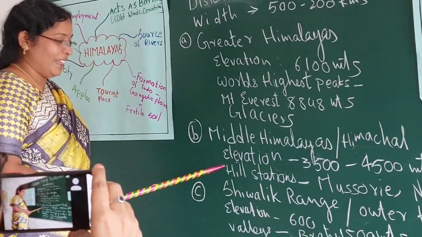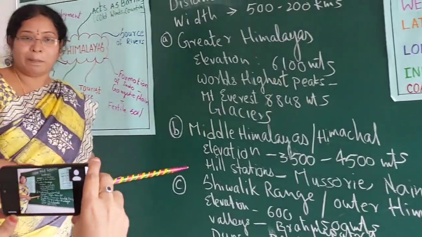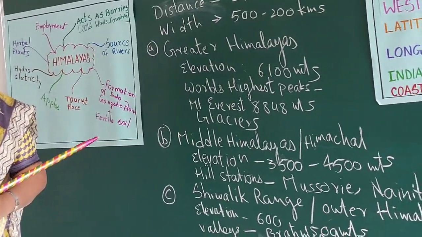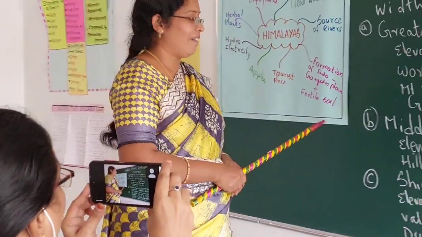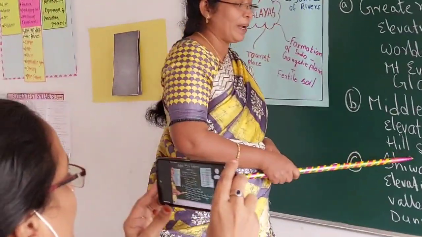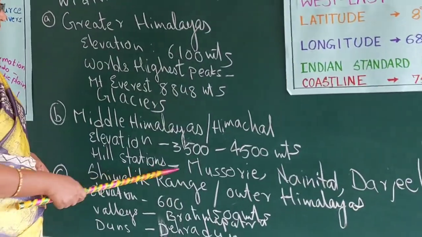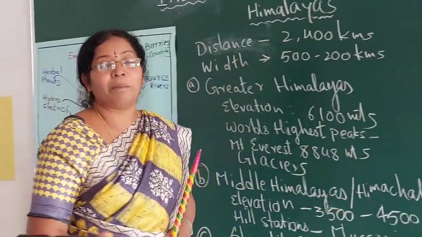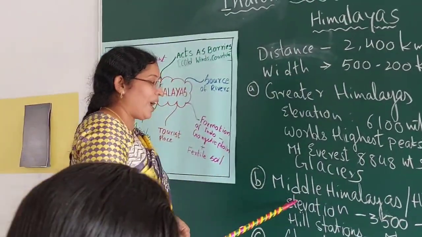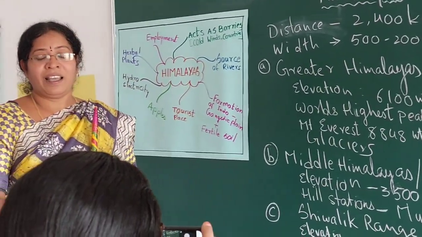And in this you find many ranges such as the Kilimanjaro range. A range is a continuous series of mountains, you call it a range. The Karakoram range and Peer Panjal ranges are examples. And you find many hill stations. Hill stations are beautiful places such as Mussoorie, Nainital and Darjeeling, which are a few examples of hill stations that we find in the Middle Himalayas or the Himachal.